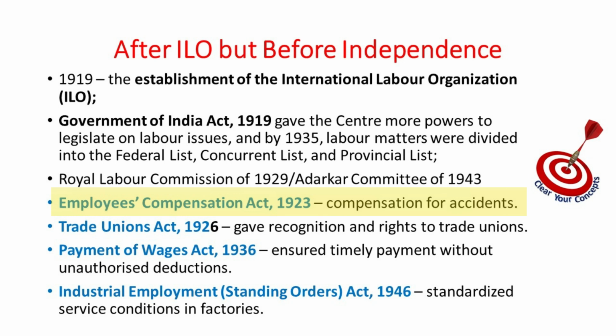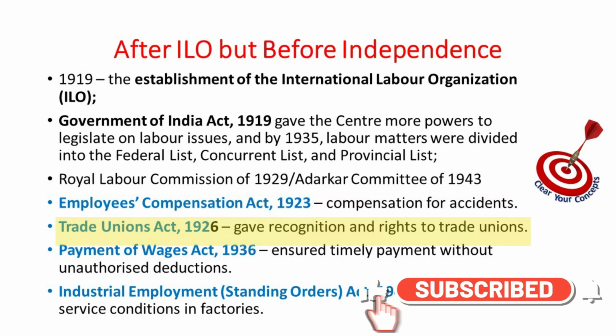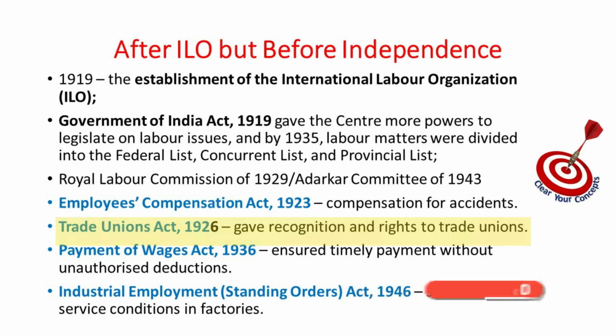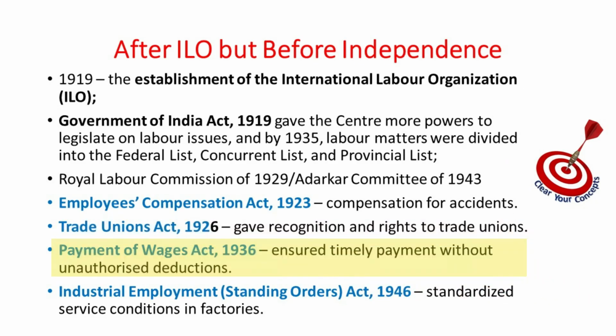Some landmark legislations of this phase were the Employees Compensation Act, 1923, for compensation for accidents. Trade Unions Act, 1926 gave recognition and rights to trade unions. Payment of Wages Act, 1936 ensured timely payment without unauthorized deductions. Industrial Employment (Standing Orders) Act, 1946 standardized service conditions in factories. These laws were more regulatory, they tried to create balance between employers and workers, though they were still far from true welfare.